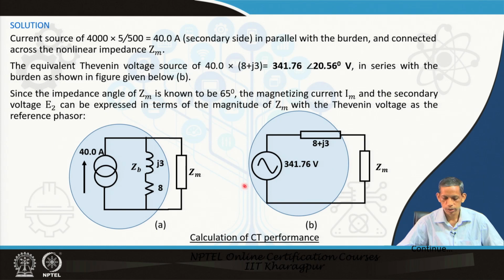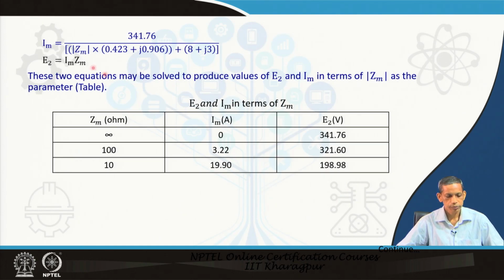If you like to solve, the question is how much will be the corresponding secondary current, given that the Zm is having a 65 degree angle. Now, this Im in that diagram becomes equal to Thevenin's equivalent divided by this corresponding series impedance. Zm is unknown, but the angle is available to us. This corresponds to the corresponding angle, and the corresponding burden is 8 plus j3. So, from this you can find out E2 equals Im into Zm.